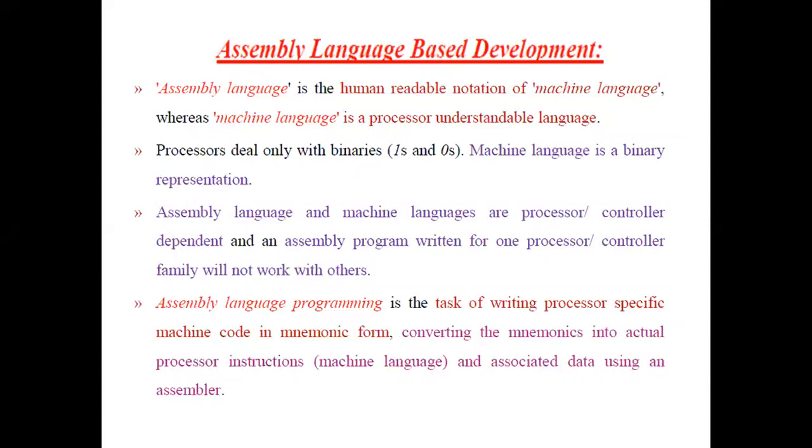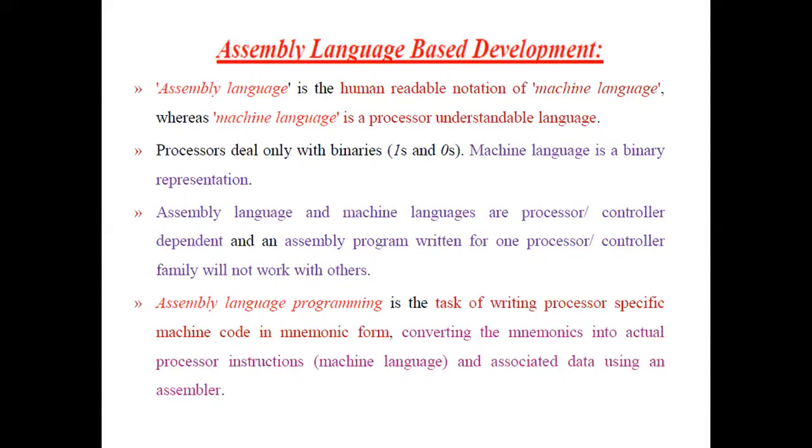Assembly language is the human readable notation of machine language, whereas machine language is a processor understandable language. The processor deals only with binaries, as you know, ones and zeros. Machine language is binary representation. Assembly language and machine language are processor or controller dependent, and an assembly program written for one processor or one controller family will not work with others.